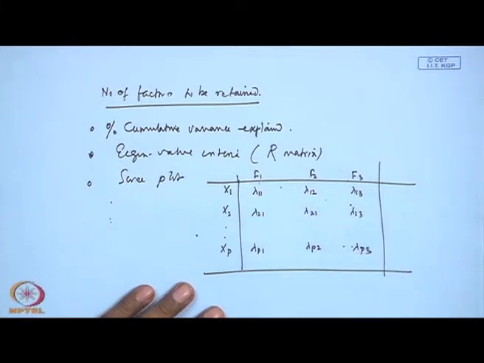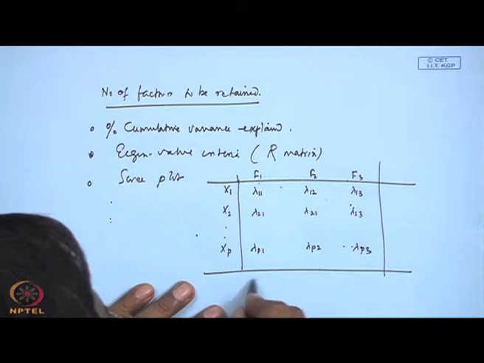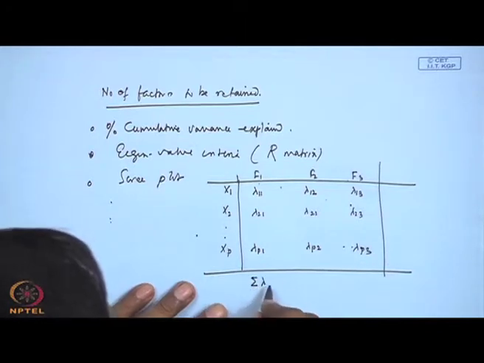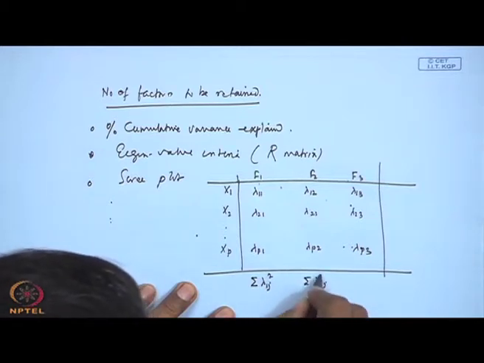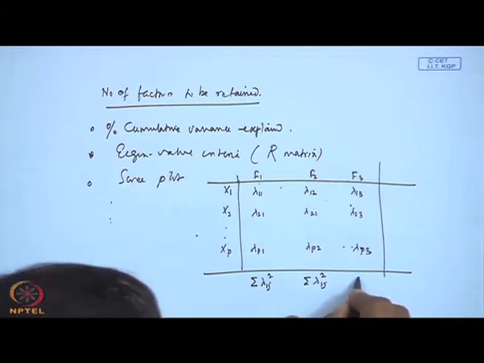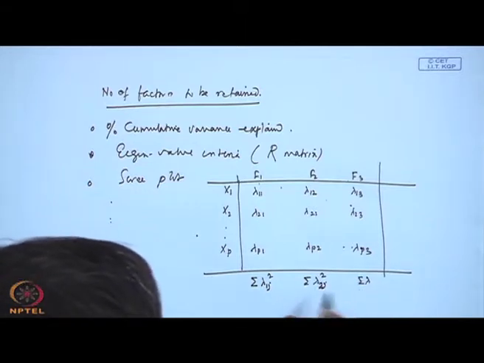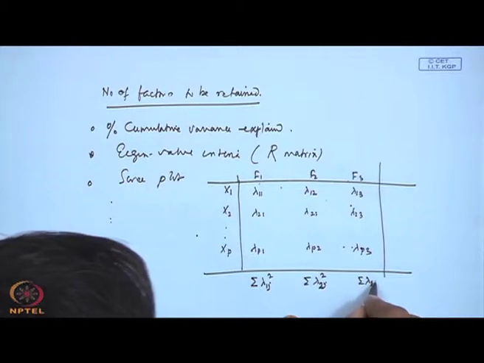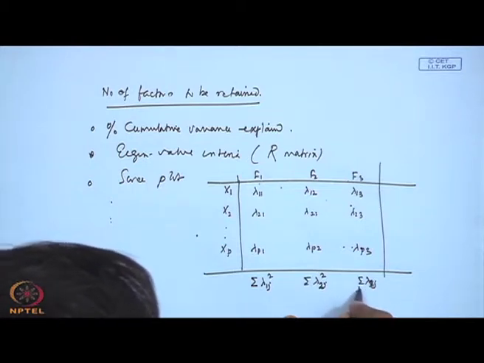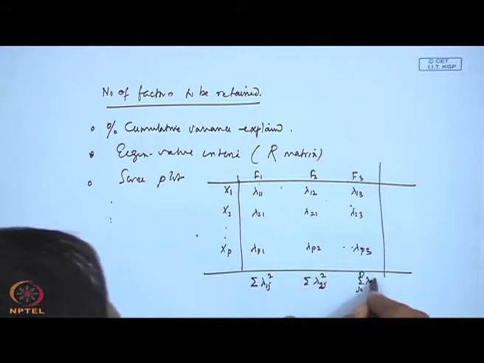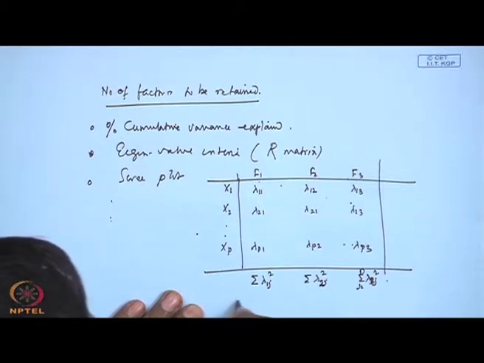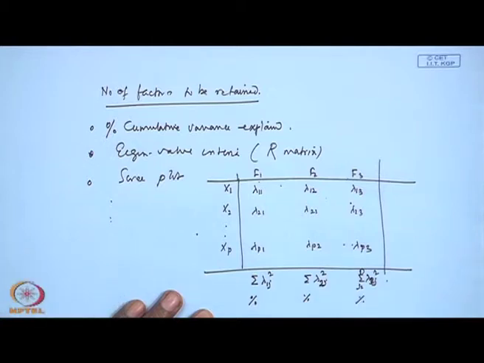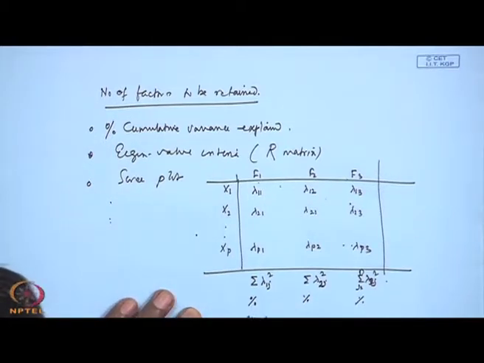Okay. If I say, then you know the eigenvalues here, this is λ2j, λ3j, j equal to 1 to p, that square. So, you find out the percentage, what percentage it is, what percentage it is, what percentage it is. Then you find out the cumulative percentage.